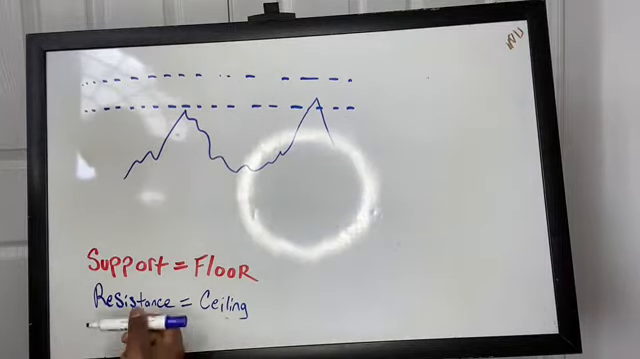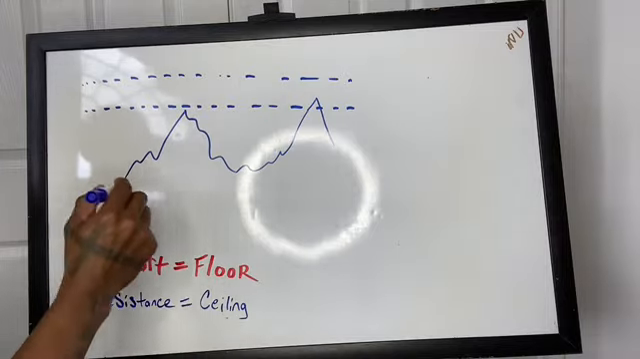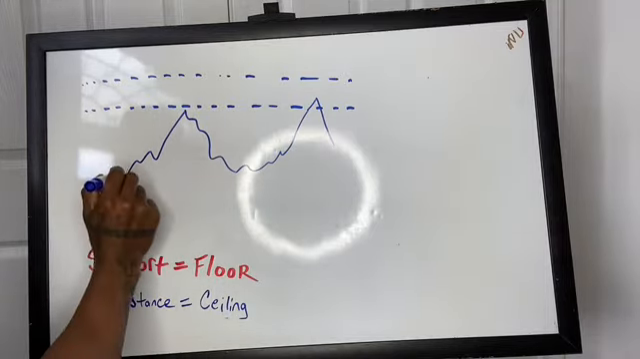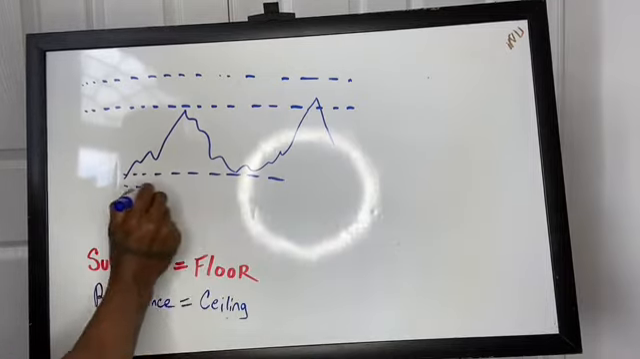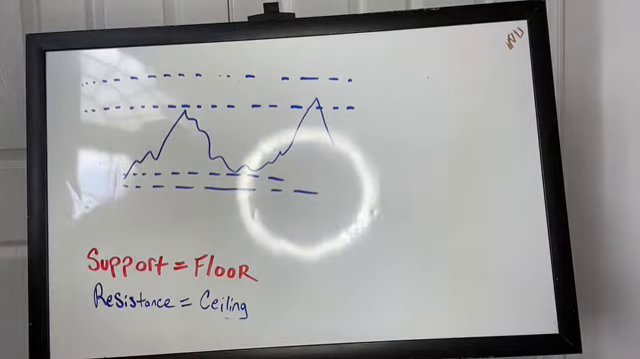Now the difference between support and resistance: support will be down here, and resistance would be there. It's basically the same thing. The terminologies differ for the simple fact that one is the area of rejection on the upside, one is the area of rejection on the downside. So we know what support is, we know what resistance is.